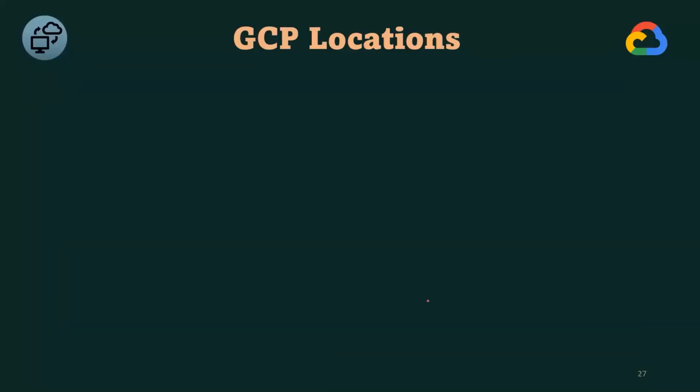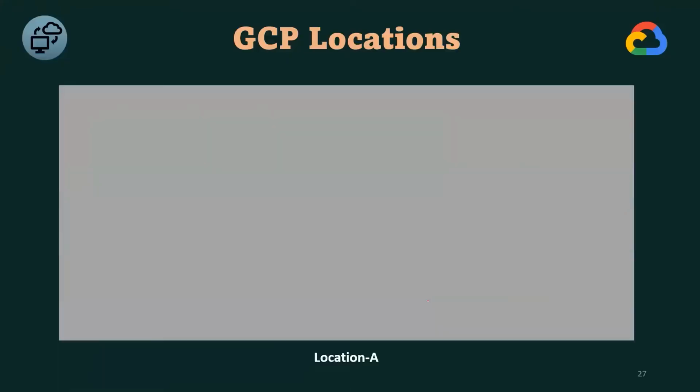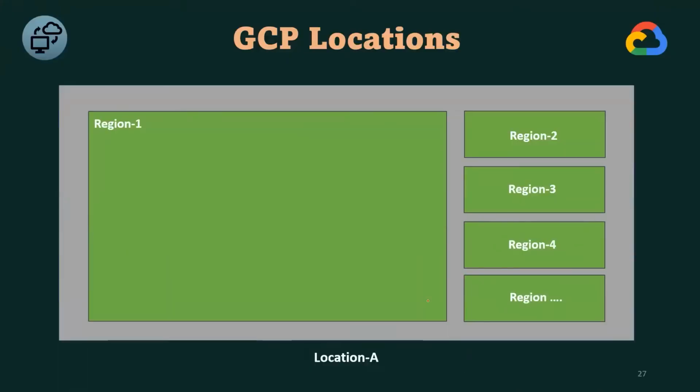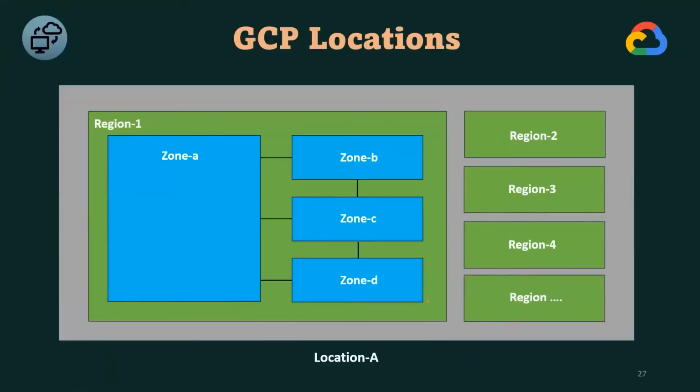So Google is having plenty of locations. If I take one location, it's having plenty of regions. Each region will be having zones. Zones are connected and they have a data center each. So that is how it is. Tomorrow we are going to see all of these things.